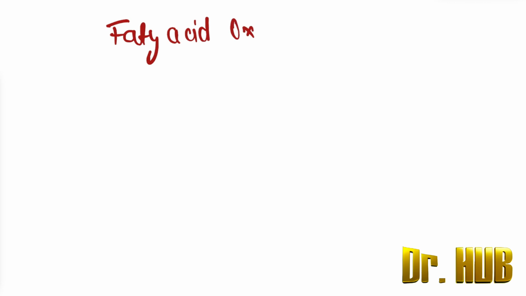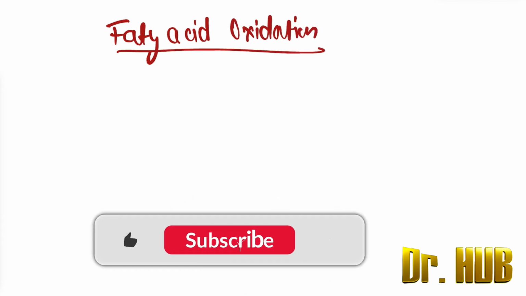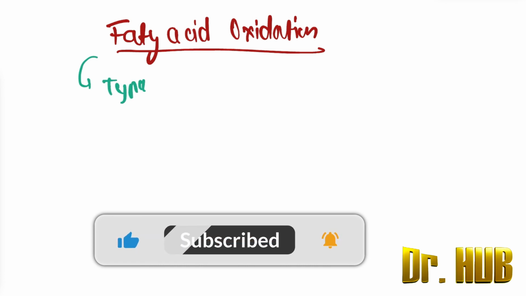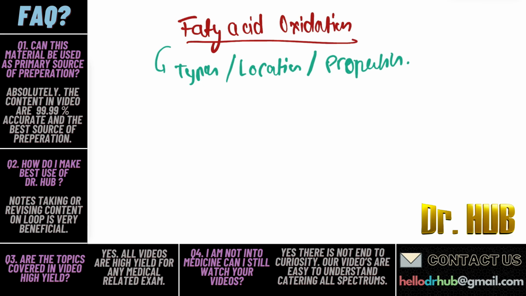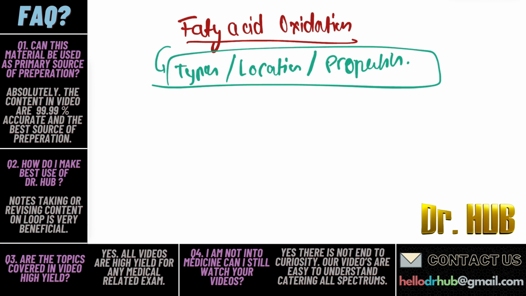Today we look at fatty acid oxidation, and we'll be focusing on the types, as well as the location and also the properties. So we start off with the beta oxidation.